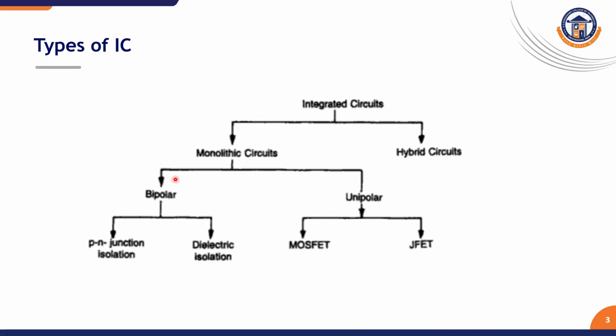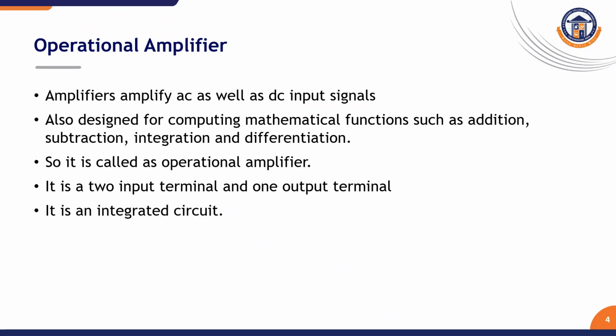Based on the active device used in the IC, this is further classified into two: one is bipolar and another one is unipolar. And depending upon the isolation techniques employed to separate the individual components in ICs, this is further classified into two: one is PN junction isolation and another one is dielectric isolation. And based on the FET used in the ICs, the unipolar is further classified into two types: one is MOSFET and another one is JFET.